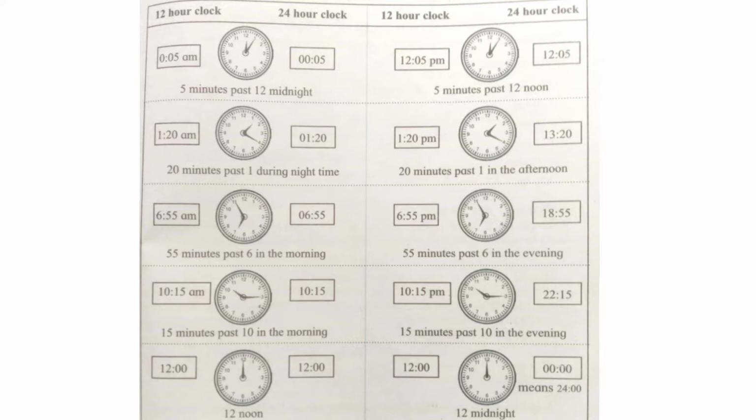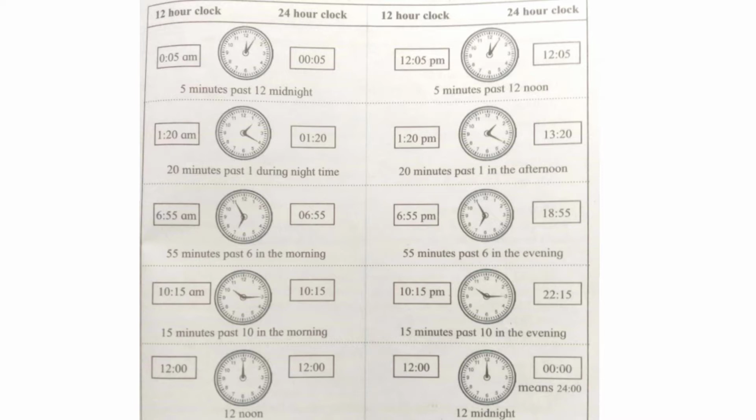Okay, now see the third clock. In this, the hour hand is on 7 and the minute hand is on 11. Means 6:55 am as per the 12-hour clock system. And as per the 24-hour clock system, it will be 6:55. Means 55 minutes past 6 in the morning.